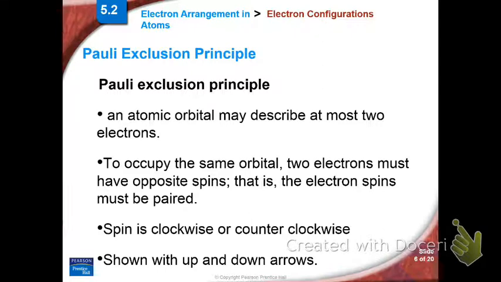Second rule, Pauli exclusion principle. An atomic orbital may describe at most 2 electrons. Again, 2 electrons in each box. To occupy the same orbital, the 2 electrons must have opposite spins. So you're going to have one spinning clockwise and one spinning counterclockwise. And we're going to show this when we make our configuration with up and down arrows.